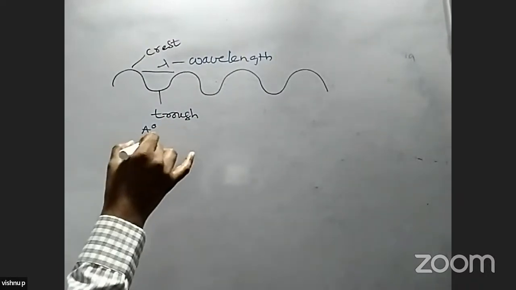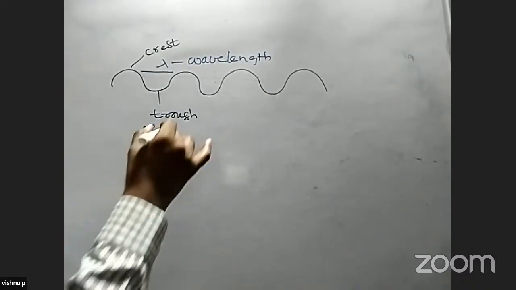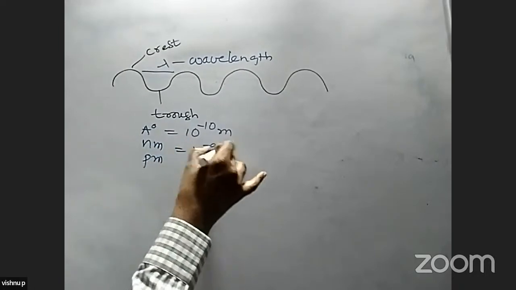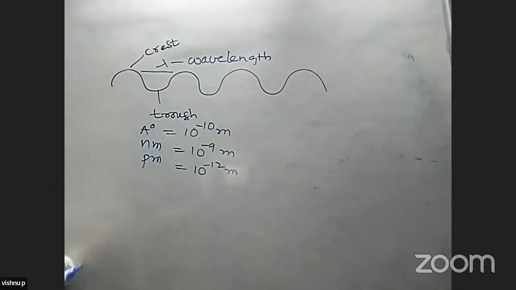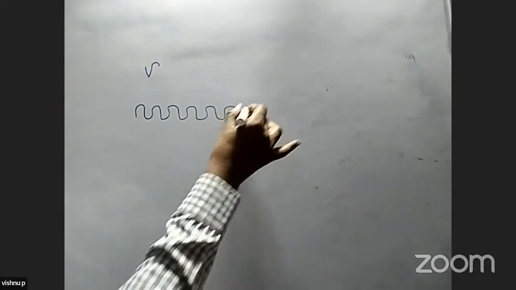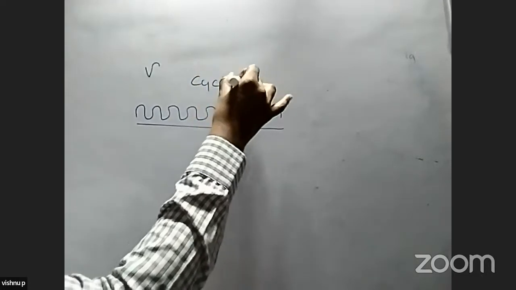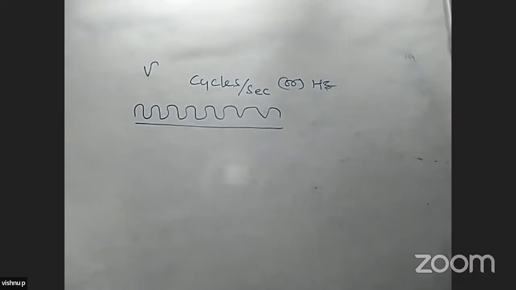Units are angstrom, nanometers, picometers. In case of wavelength, 1 angstrom is 10 to the power of minus 10 meters, nanometer 10 to the power of minus 9 meters, picometer 10 to the power of minus 12 meters. So this is the wavelength. And next is the frequency. How many waves travel through a particular distance in 1 second? That is called frequency. Its unit is cycles per second, also called hertz.